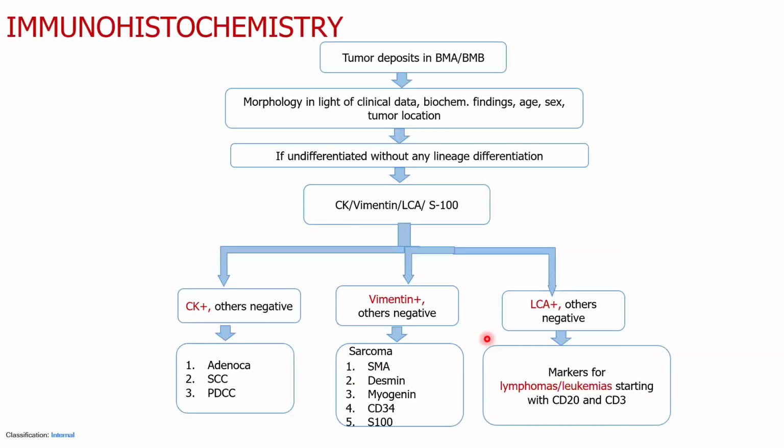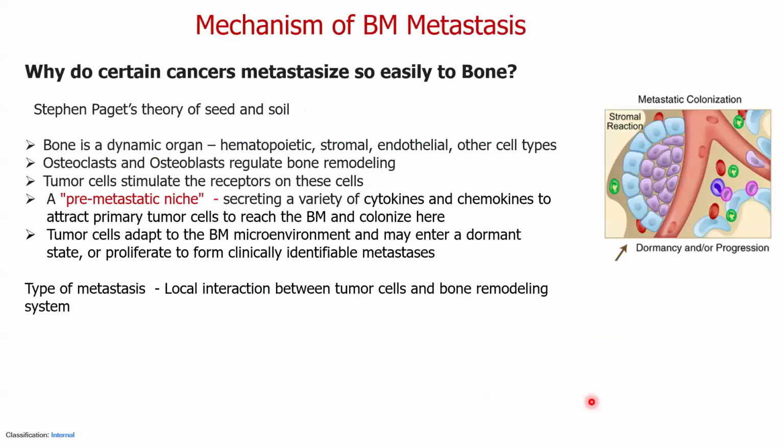So immuno can be performed just like you do for detecting any other unknown primary. If it is an undifferentiated tumor, you will do a battery of tests beginning with CK, Vimentin, LCA, and S100. And then if CK is positive, based on the positivity, you will come to the conclusion of the origin of the tumor, and then you could add markers specific to the tumor to diagnose the primary.